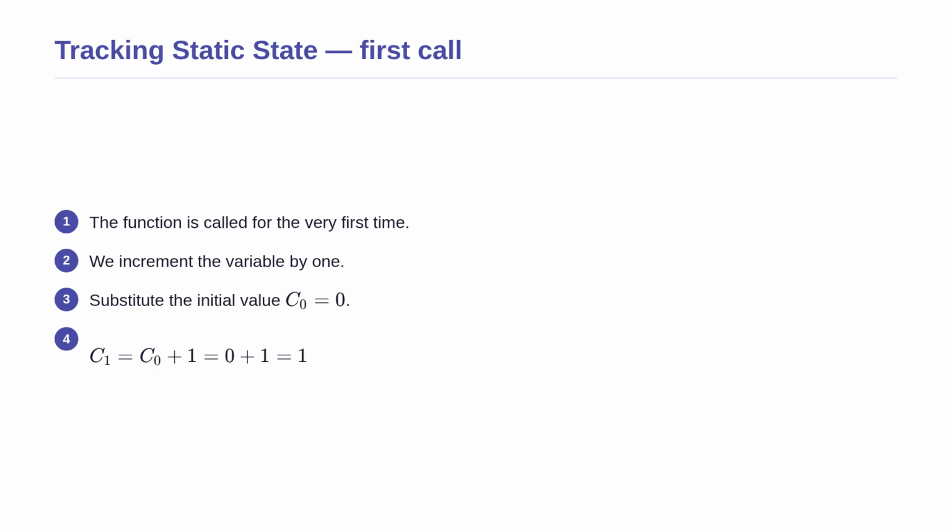Let us trace what happens when we actually run the code. When the function is called for the very first time, we want to increment our counter variable by 1. We take our initial state, C0, and add 1 to it. Substituting the guaranteed 0 value, we get 0 plus 1, which equals 1. So, at the end of the first function call, our static variable holds the value 1.